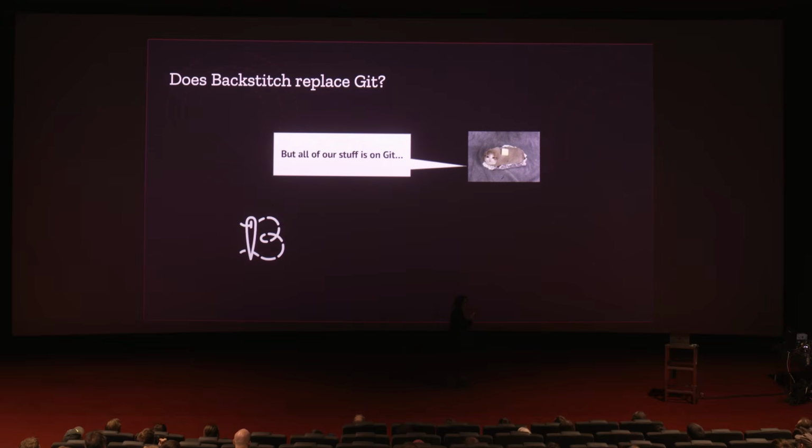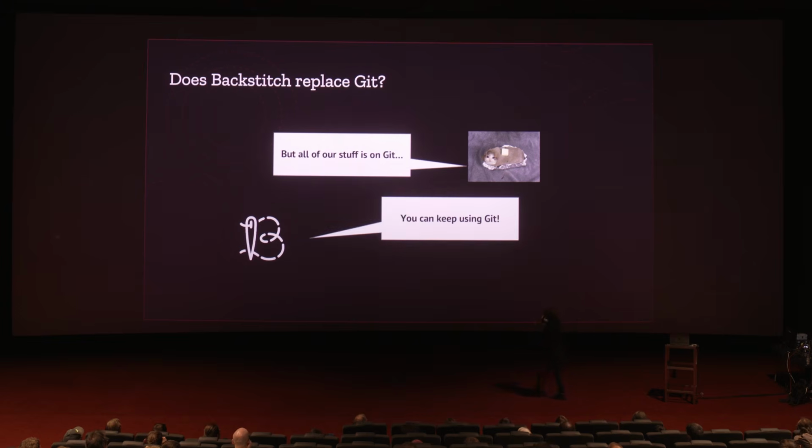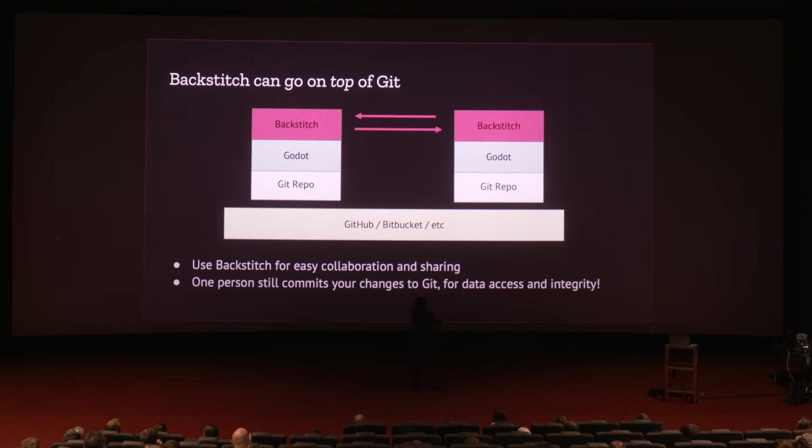And there's an important question here that some of you may be asking, which is, all of our stuff is in Git. We use Git already. I don't want to use a new thing. And the answer is, you can keep using Git, actually. I know I just said how Git is awful, but it's got really mature cloud platforms like GitHub and Bitbucket. And a lot of people use it already for distributing their code.